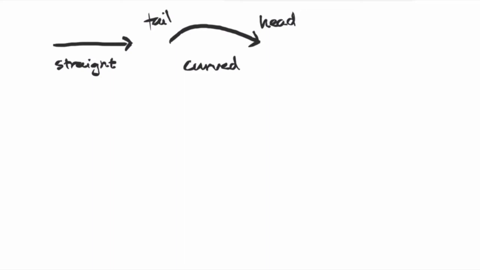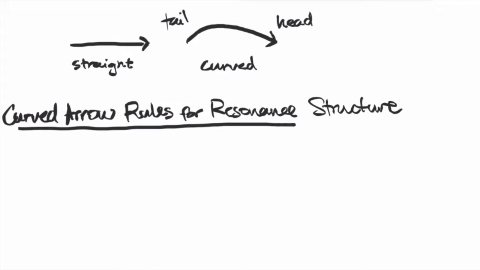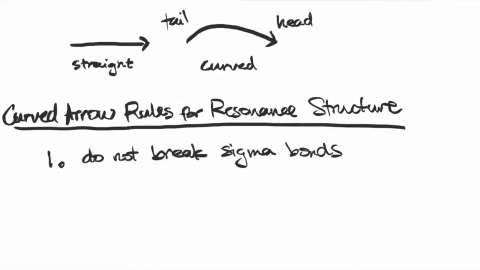And to do this, there are two simple rules you must follow. The first is to not break sigma bonds. And this rule is because when you break a sigma bond, you're essentially making two molecules where you started out with one molecule. And since resonance structures are trying to represent the reality of one single molecule, if you break a sigma bond, you are introducing new molecules into your structures.